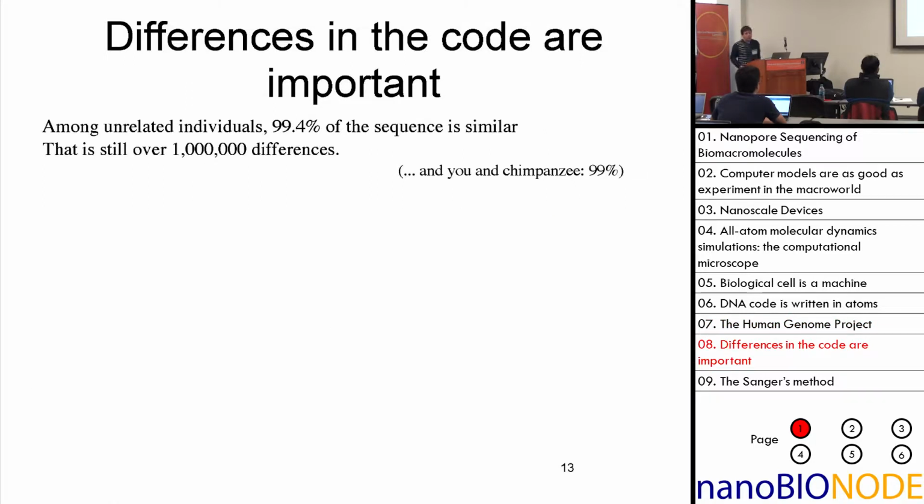And if you look at the sequences of individuals or different species, there are, at first look, not that many differences, right? So among unrelated individuals, we are 99.4% the same. So really 99% is the same and the rest is variance. Well, but that's still over 1 million differences, right? So we are different at the level of genetic code. So the difference between humans and chimpanzees is 99%, not so much as between unrelated humans.